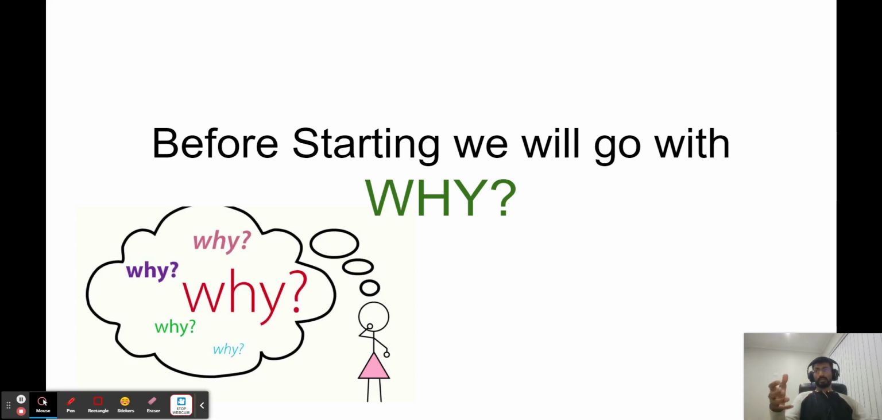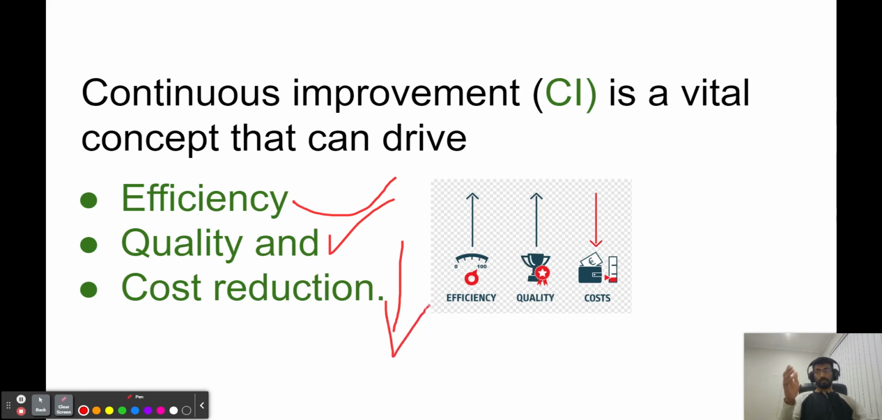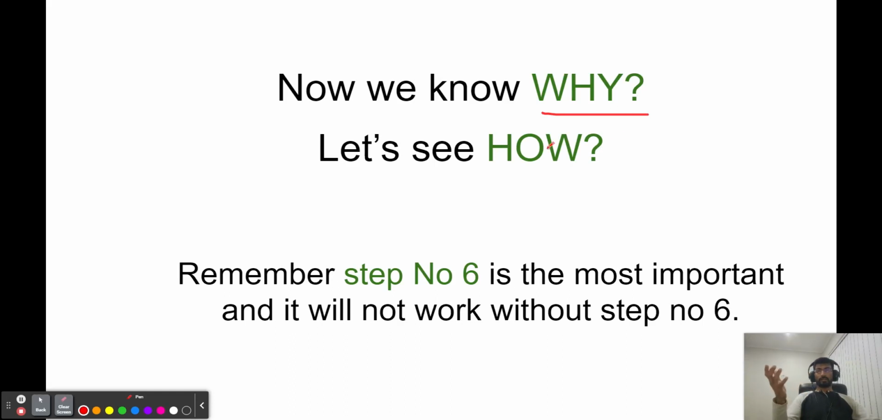Before starting how to apply continuous improvement, let's look into why we need continuous improvement in your company. The first reason is that it increases the efficiency, it increases the quality, and it reduces the cost of the production. So that is the main reason why any company puts a continuous improvement program in the company. Now we know why. Let's look into how to achieve continuous improvement in your company.